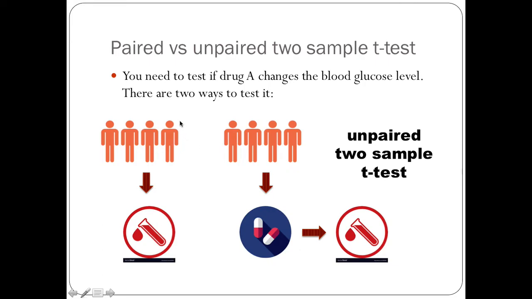In this case, group A, who do not consume the drug, are considered the control group. They are compared with the group that consumes the drug. So you are comparing the mean of group A with group B, who consume the drug. In this one, we use the unpaired two-sample t-test statistic to calculate whether there are significant differences.